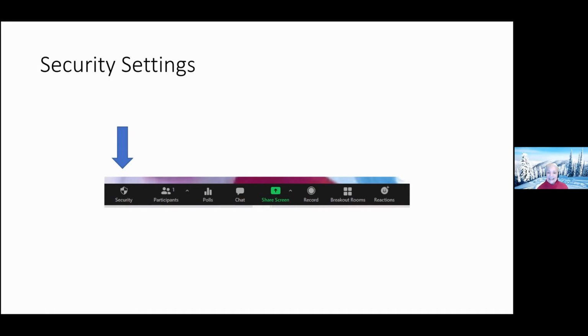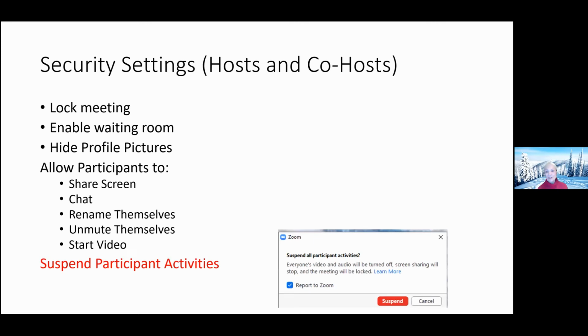The security settings are the first thing I'm going to talk about. This little button only shows up if you are the host or the co-host. So these are the things that you're able to do. You might want to assign a co-host to help lead the meeting, and they're able to lock the meeting, enable waiting rooms, and hide profile pictures. They can also allow participants to share their screen, chat, rename themselves, unmute themselves, and start their video.